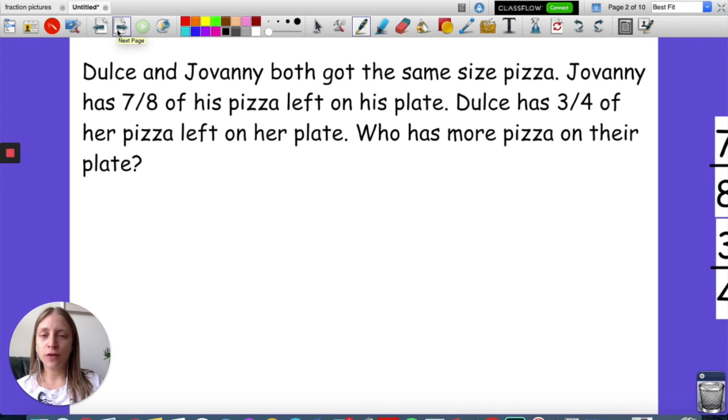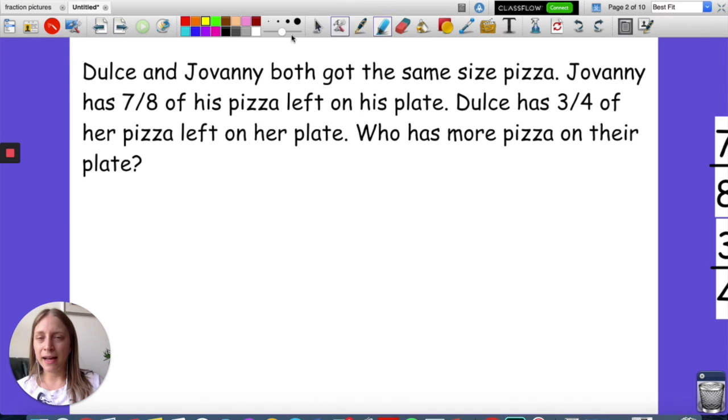Dulce and Giovanni both got the same size pizza. Giovanni has 7/8 of his pizza left on his plate. Dulce has 3/4 of her pizza left on her plate. Who has more pizza left on their plate?